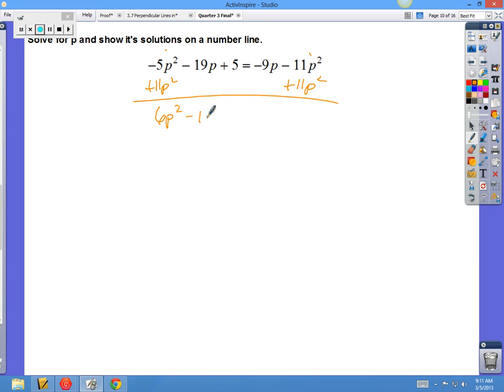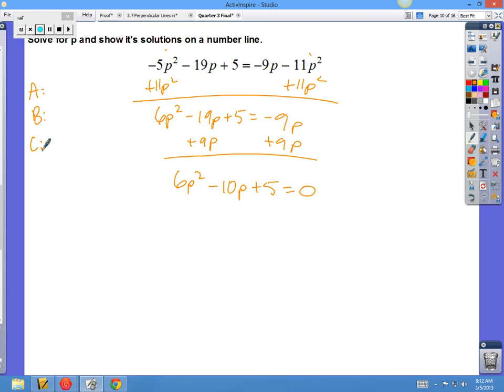Add 11p squared, and you're going to have 6p squared minus 19p plus 5 equals negative 9p plus 9p plus 9p. 6p squared minus 10p plus 5. So the most important thing is you have got to get your A, B, and C correct. If you are wrong on A, B, or C, from there on out you're wrong. So A is 6, B is negative 10, C is 5. Maybe glance it over to see if there's anything that jumps out you did wrong.